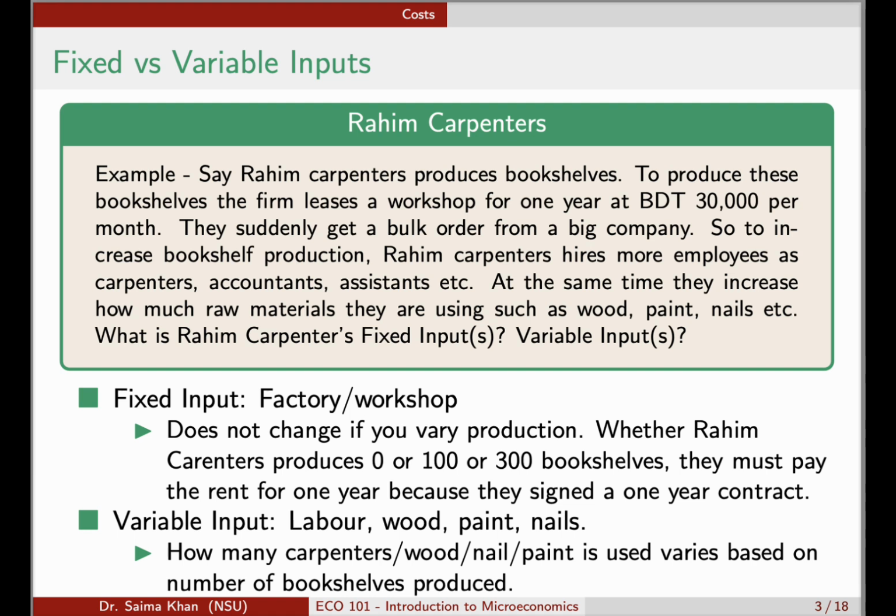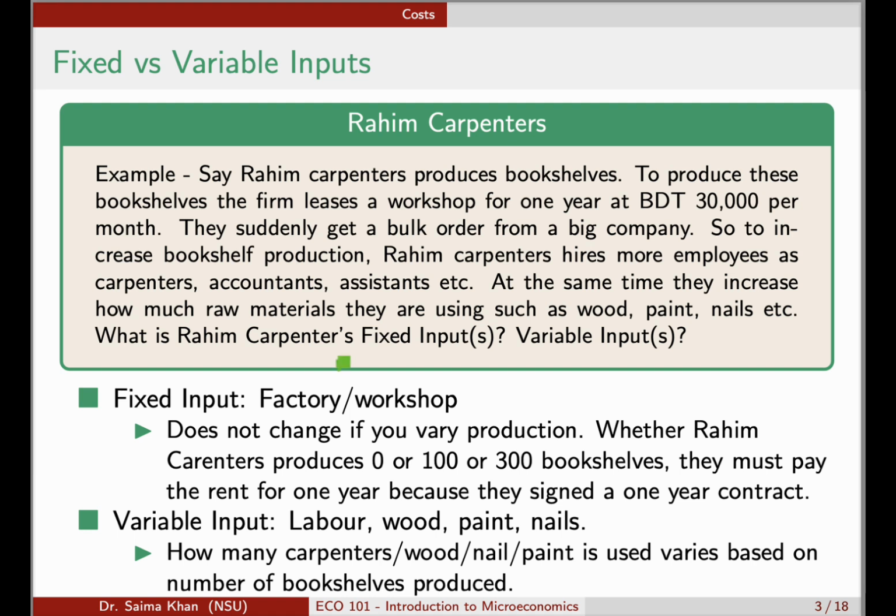So here we are looking at an example about Rahim's Carpenters, and we see that this company produces bookshelves. And we're being told that to produce these bookshelves, the company actually leases a workshop for a year at like 30,000 taka per month. And suddenly they get a bulk order. So they have to increase bookshelf production. And in order to do so, they actually go out and they hire more employees, such as carpenters, accountants, assistants, etc. And when they're doing this, they of course have to increase how much raw material they're using, such as wood, paint, nail, and so on and so forth.